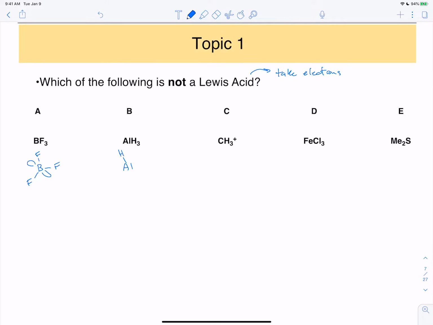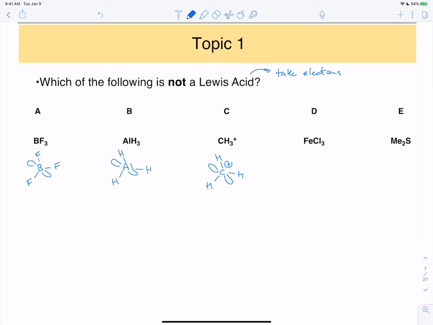For alane, aluminum trihydride, aluminum is just one element below boron on the periodic table. It also is electron deficient and has an empty p orbital. The methyl carbocation, once again, is electron deficient, and all of these are isoelectronic with one another. So we know this definitely wants to have electrons around. Now that carbon's lost its octet, we put a positive charge on it.